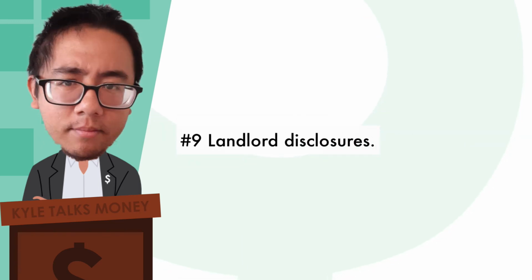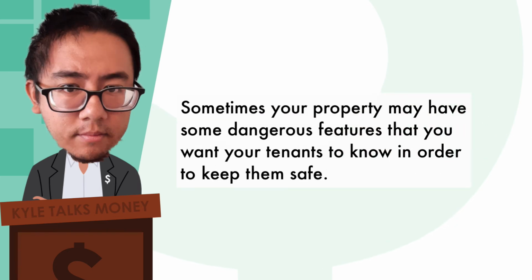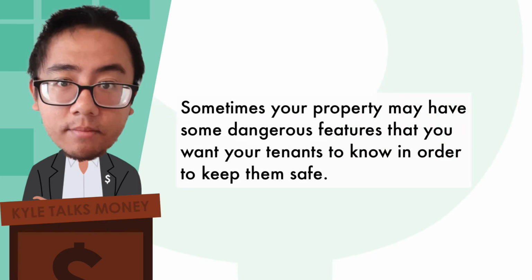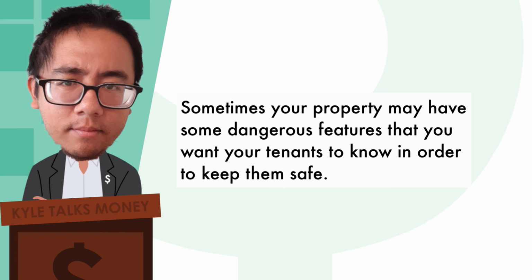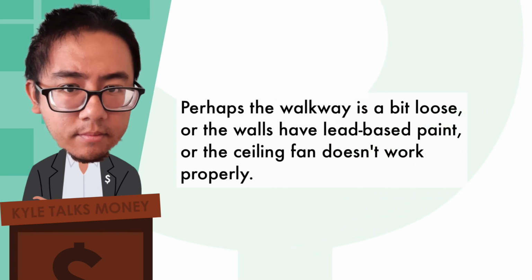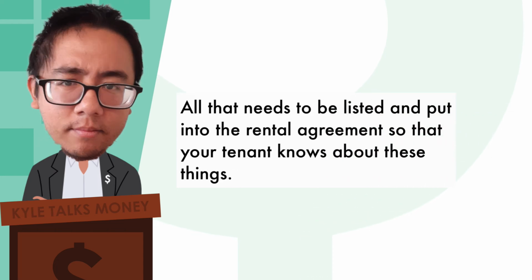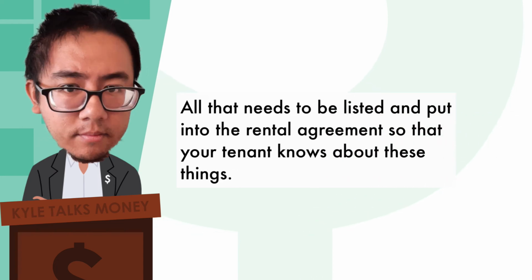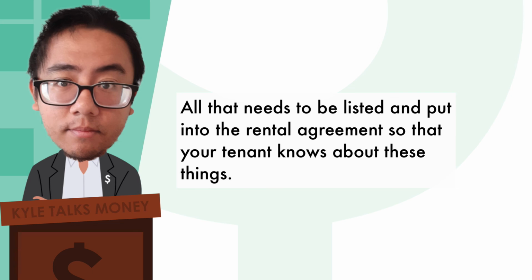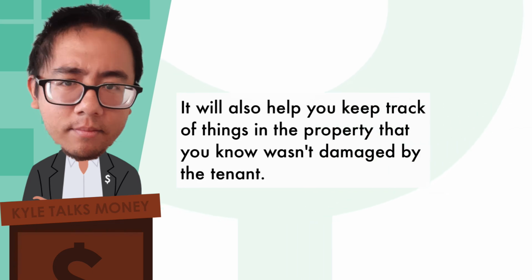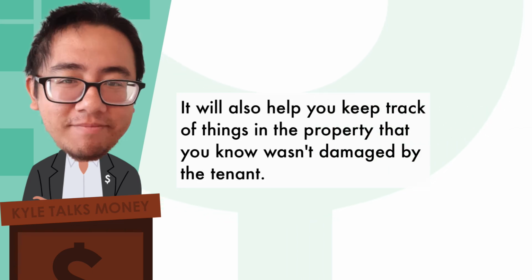Number 9, landlord disclosures. Sometimes your property may have some dangerous features that you want your tenants to know in order to keep them safe. Perhaps the walkway is a bit loose, or the walls have lead-based paint, or the ceiling fan doesn't work properly. All that needs to be listed and put into the rental agreement so that your tenants know about these things. It will also help you keep track of things in the property that you know weren't damaged by the tenants.